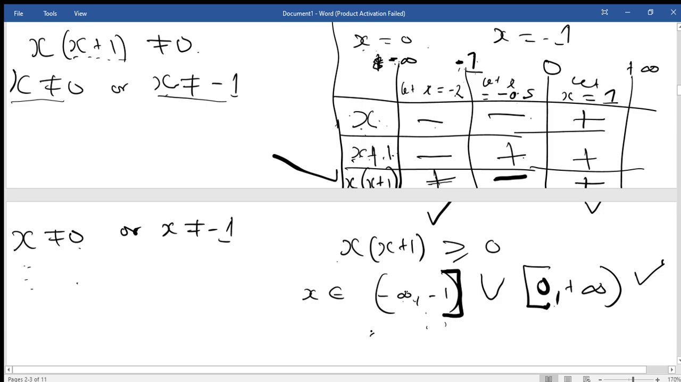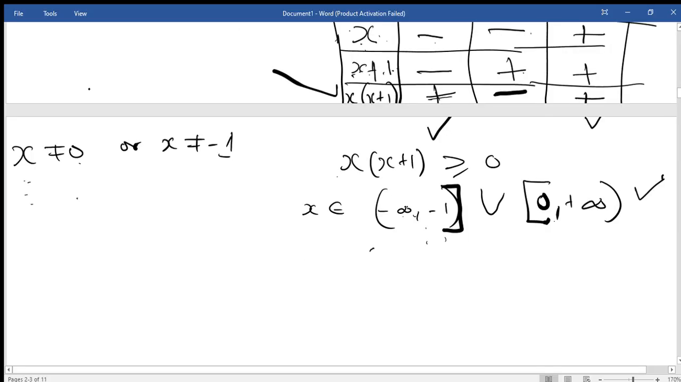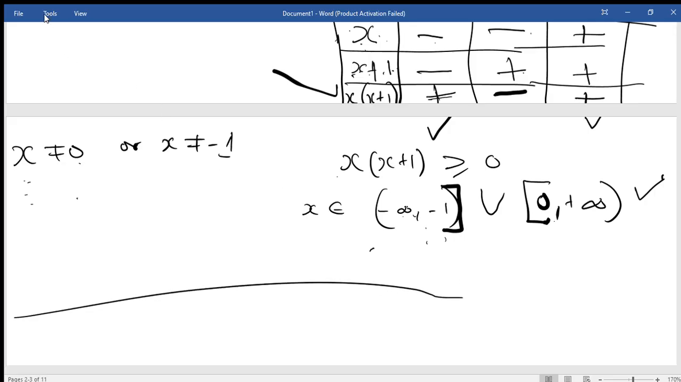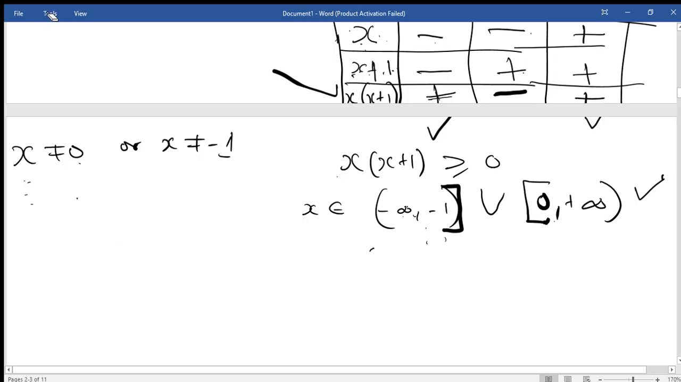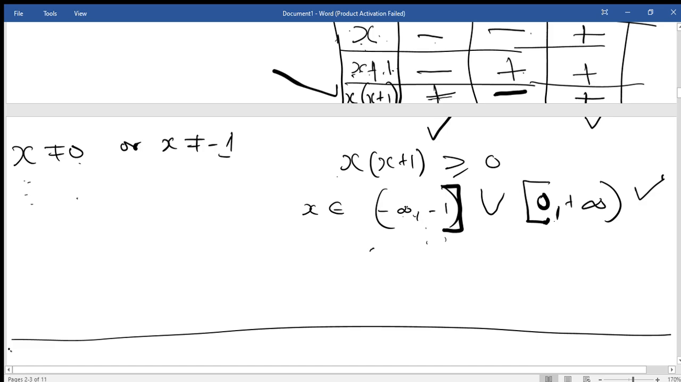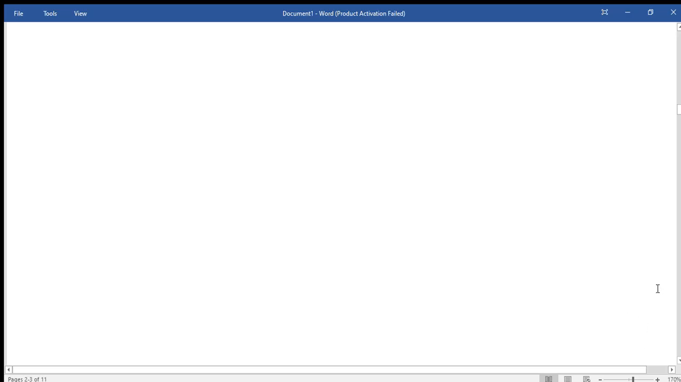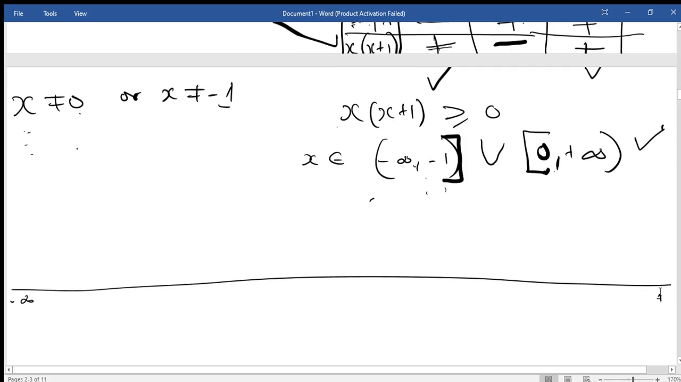So that's why, if I look at this solution here on the number line, if I was to draw a number line, what is going to happen? Talking about this from -infinity, the number line, obviously we know the real number line is running from -infinity to +infinity.